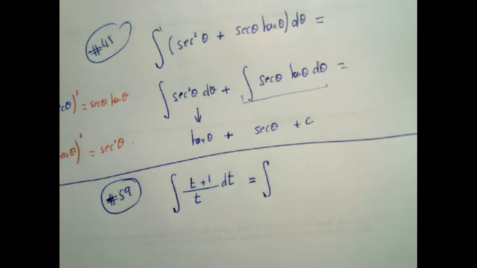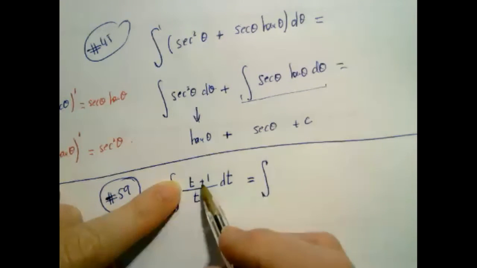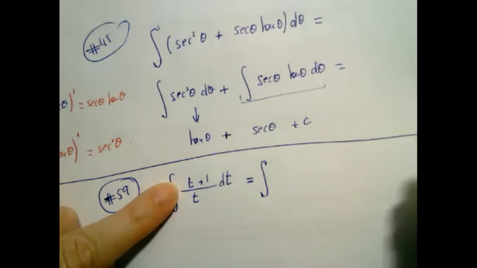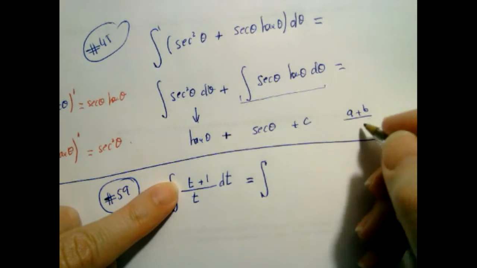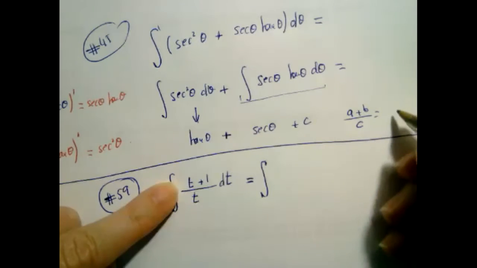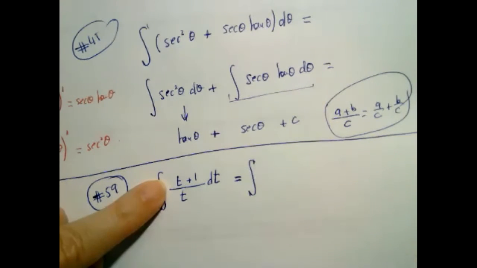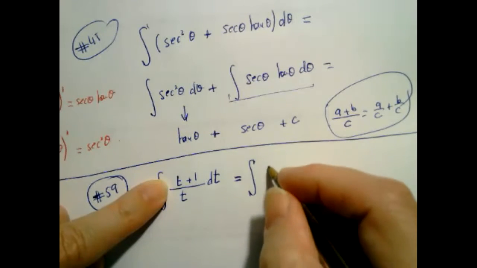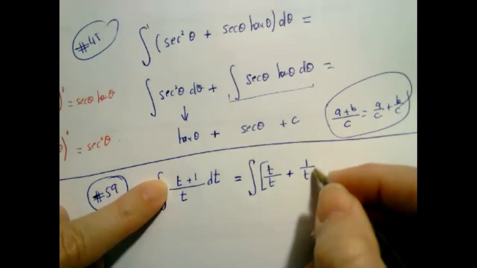Ideas. Right, so basically the easiest way is to break up the numerator. If you have a plus, we can do this problem in two ways, and I will do it in both ways. a plus b over c is the same thing as a over c plus b over c. So we can break up a numerator, but we cannot break up a denominator. So t plus 1 over t is t over t plus 1 over t. That's the only way out.